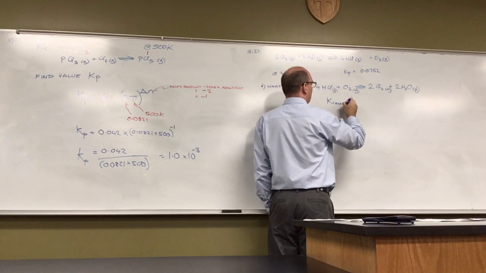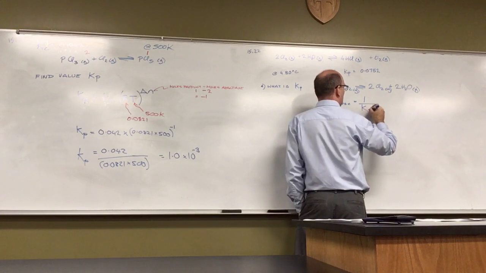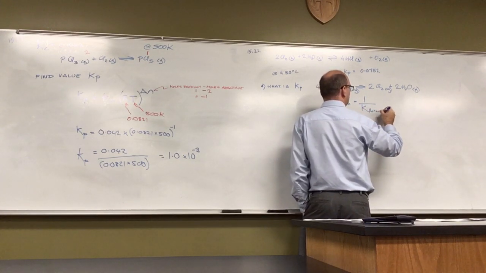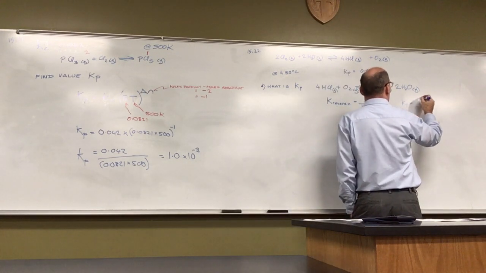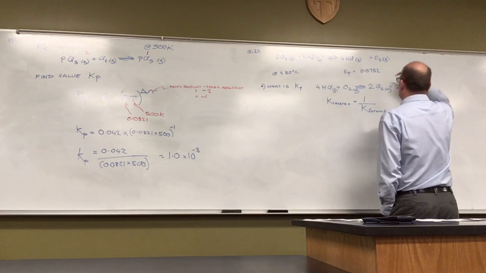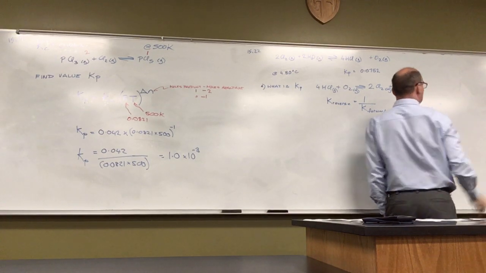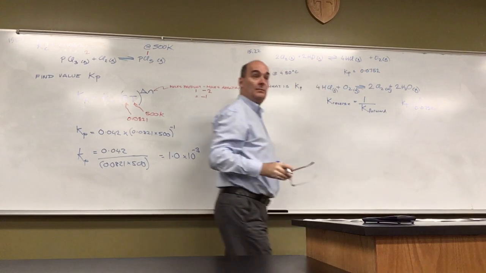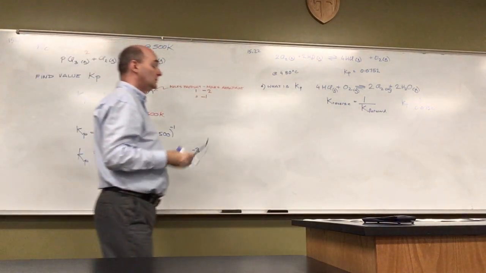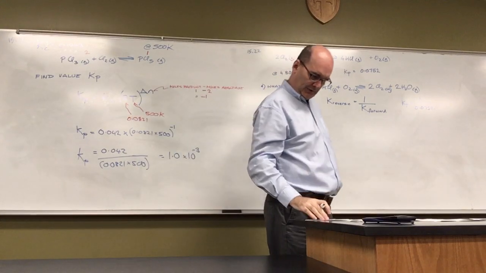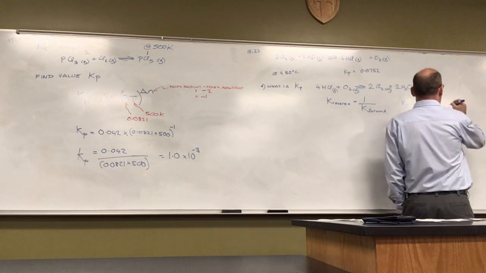Well, K reverse is 1 over K forward. So the Kp here is 1 over 0.0752. It gives you the value of Kp in the question. Let's just look at it. 1 over that is 13.3.